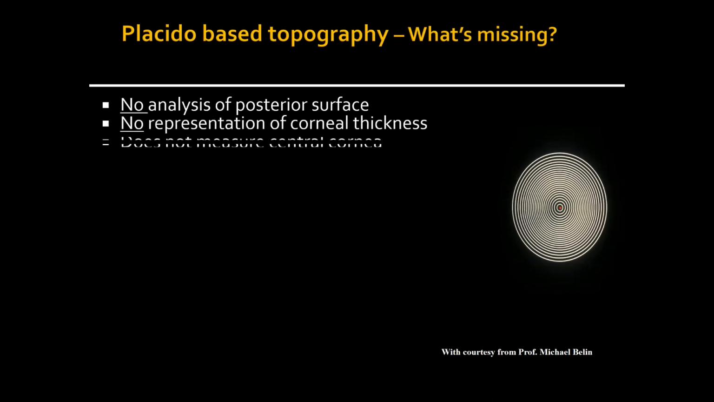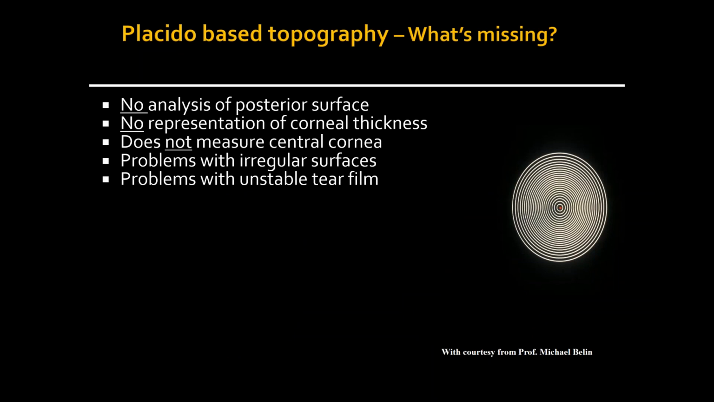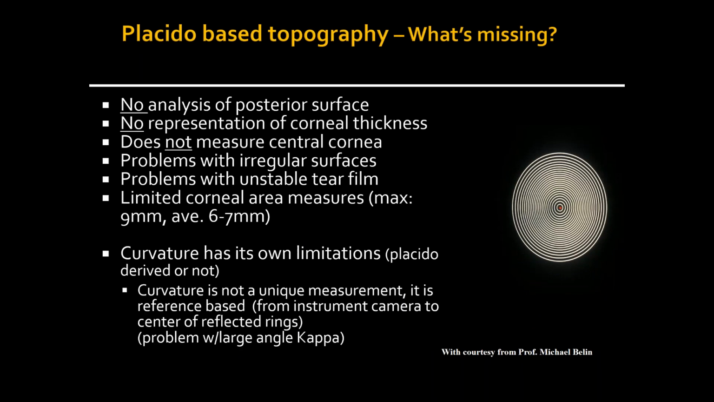So in summary, the problems and the downsides of Placido topography are the following. Number one, it only measures the anterior surface of the cornea. There's no posterior corneal analysis. And what we've learned over the last decade is that many forms of ectasia, including keratoconus, begin on the back of the cornea. So if we want to diagnose it early, we really need to look at the back of the cornea. Placido topography cannot represent corneal thickness or develop corneal thickness profile maps. It also doesn't measure the center cornea because of the fact that the camera is there.